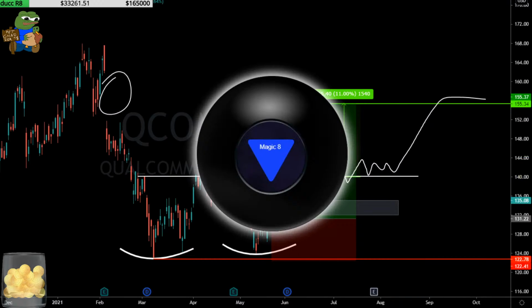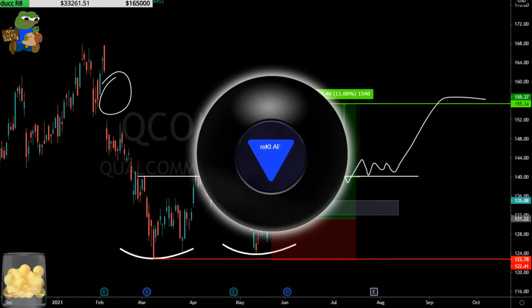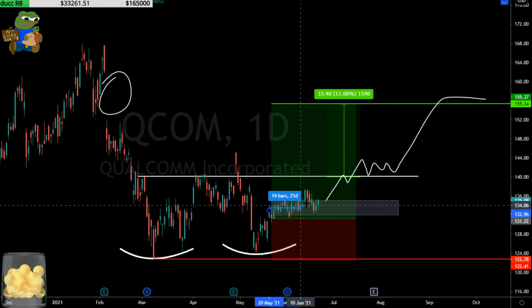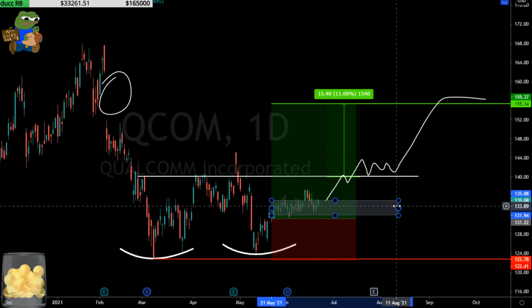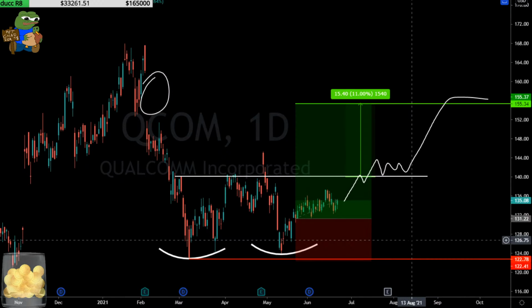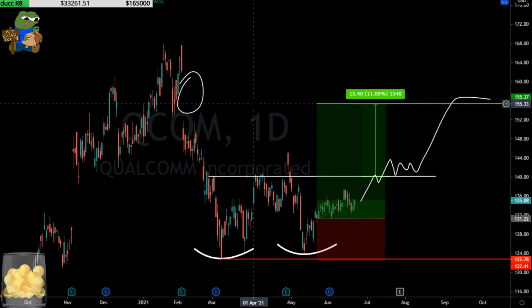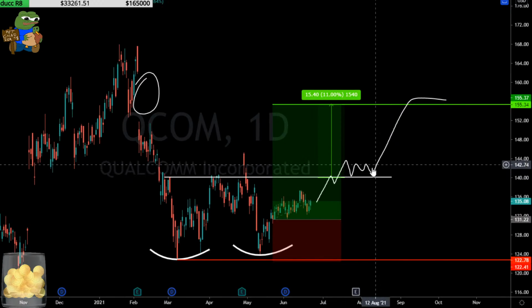You know what? Magic 8 Ball. Is Qualcomm going to do something or not? Wrecked. Yeah, that's what I've been talking about myself. This has just been going sideways for, I don't know how long. Magic 8 Ball: too long. 3 weeks of just sideways chop. Makes me want to, not close it, but it just sucks sometimes.